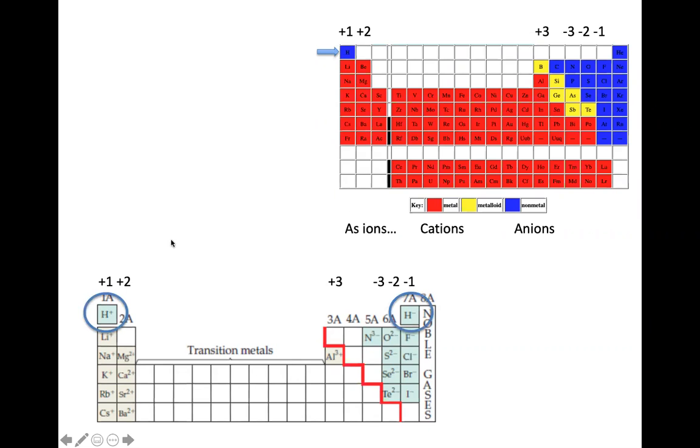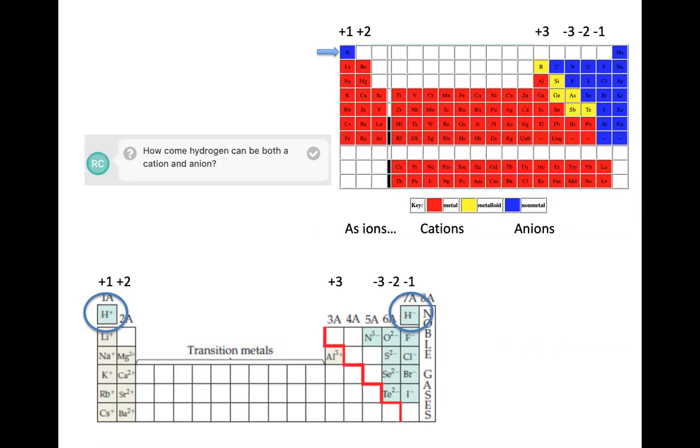And in fact, in this figure at the bottom, you notice what the authors did. They said hydrogen can be plus one, or maybe I want to think about it as minus one. Within their representation, they were putting it in both of those places. Several of you had questions about this. How come hydrogen can be both a cation and an anion? What's going on with that?